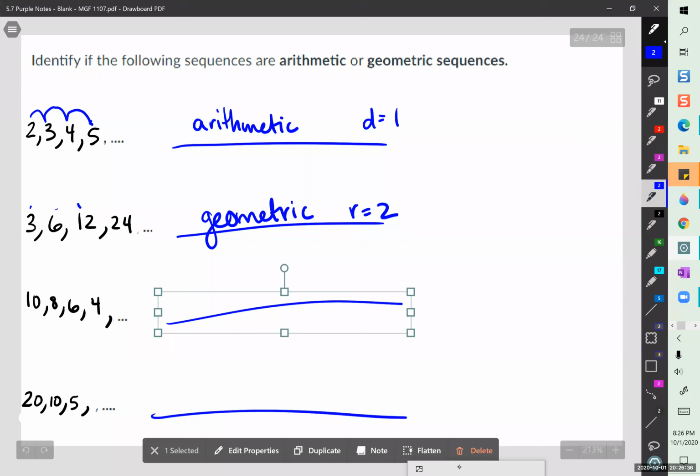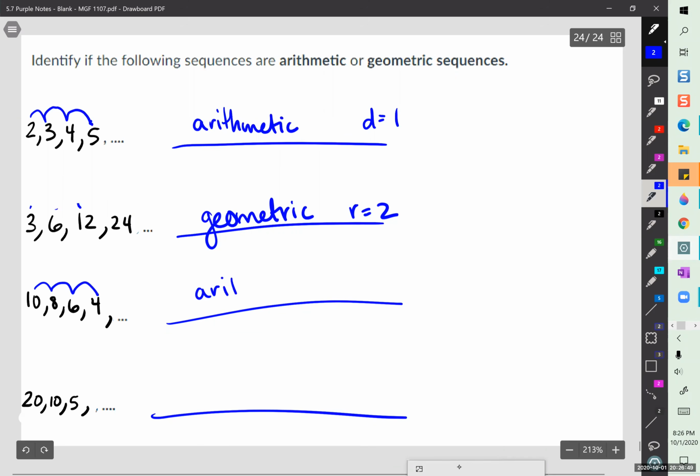Now for our next one, I definitely don't know a very easy way to multiply 10 and get 8. So let's check arithmetic. It is subtracting 2 each time. But here our difference would be negative 2 because we're going down.